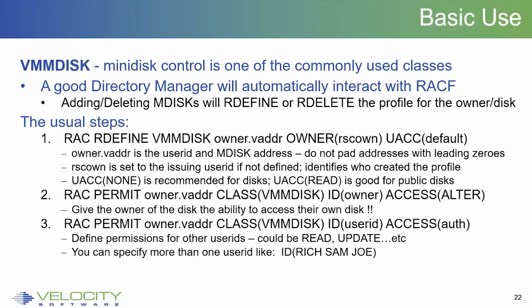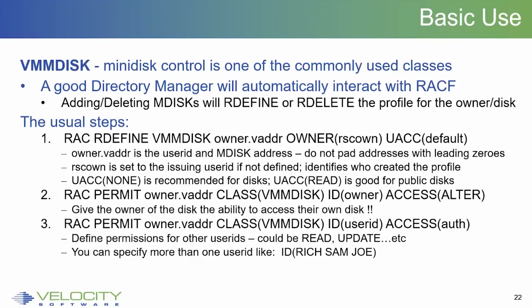If you define the profile to be universal access none, RACF literally will not allow anybody to have access to that resource unless they have permission. And that includes the disk owner. So you set the permission for the owner with access alter, which gives them full access to their own disk.